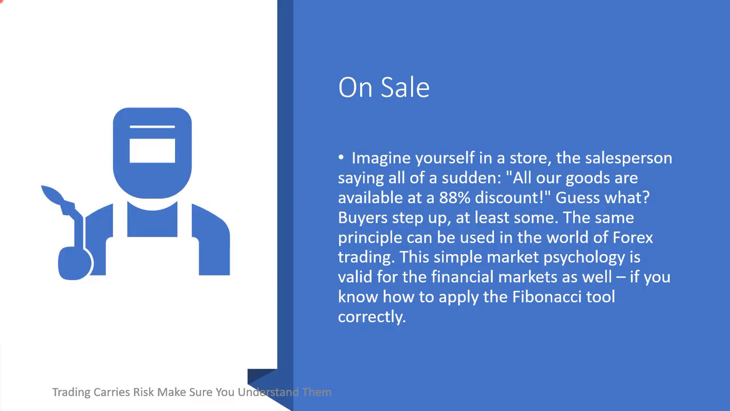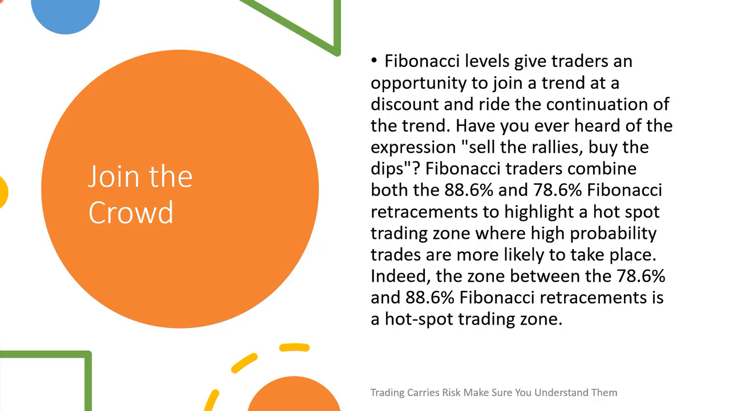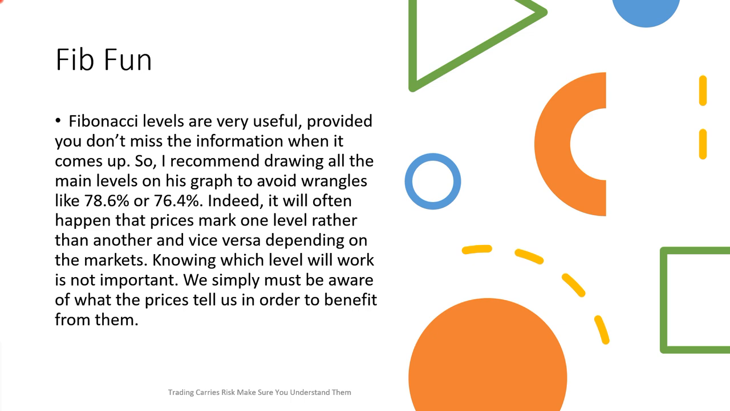So again, imagine yourself in a store, and all the goods are on sale at 88%. Remember before we said it's 78? Now we got them on 88. So guess what? Buyers step up from everywhere. They come running at the last chance. Fibonacci levels give traders an opportunity to join the trend at a discount and ride the continuation of that trend. Fibonacci levels are very useful, provided you don't miss the information when it comes up.